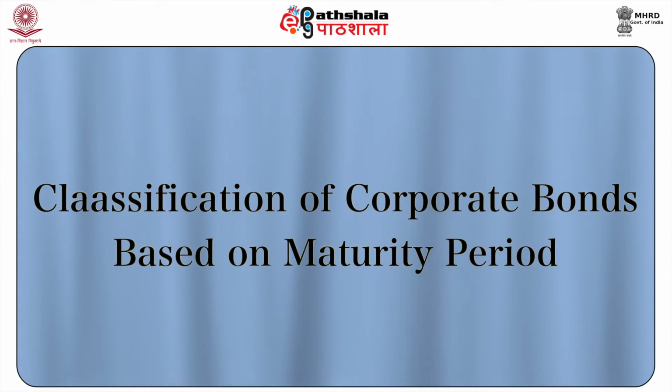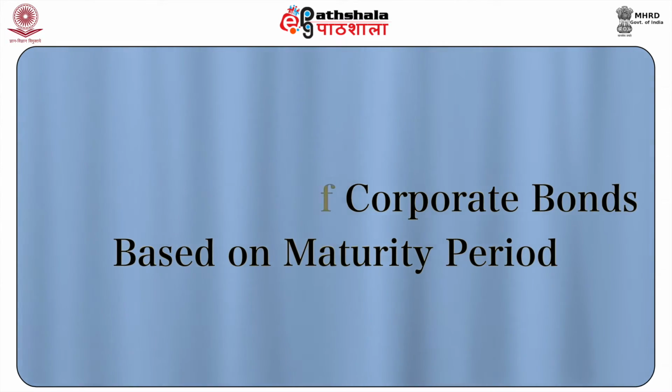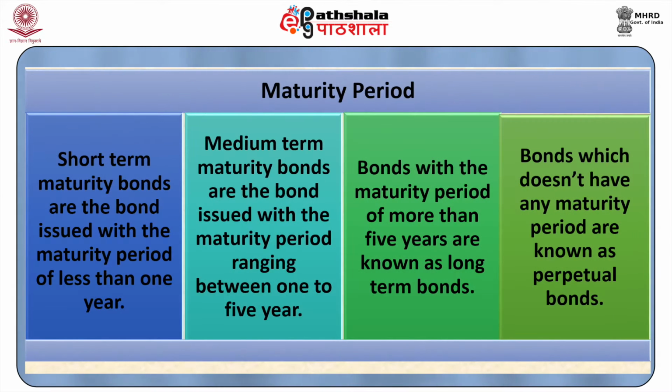Second, classification of corporate bonds based on maturity period. Short-term maturity bonds are bonds issued with a maturity period of less than 1 year. Medium-term maturity bonds are bonds issued with a maturity period ranging between 1 to 5 years. Bonds with a maturity period of more than 5 years are known as long-term bonds. Bonds which do not have any maturity period are known as perpetual bonds.